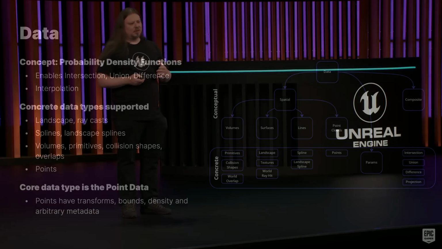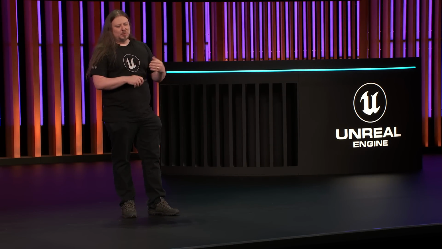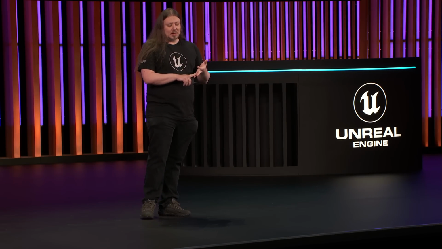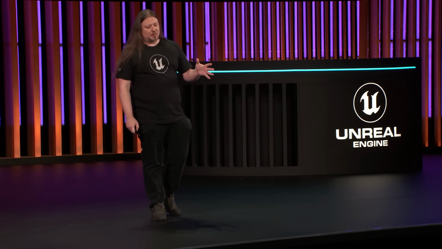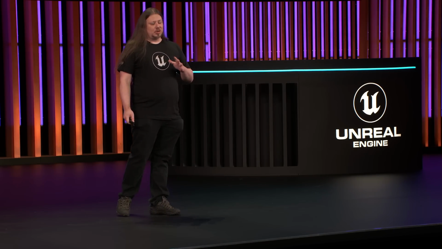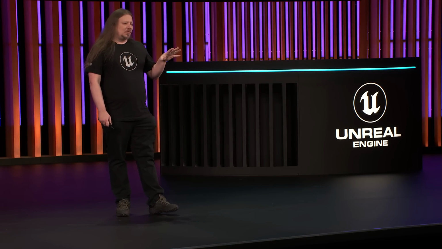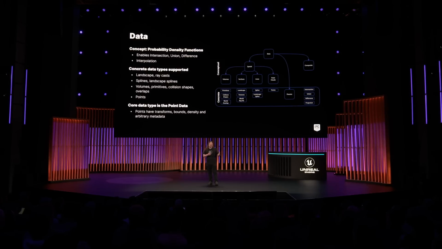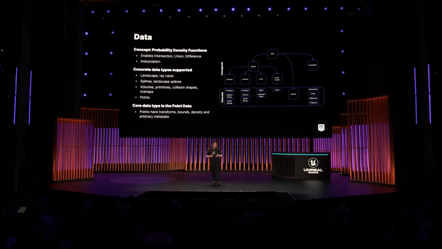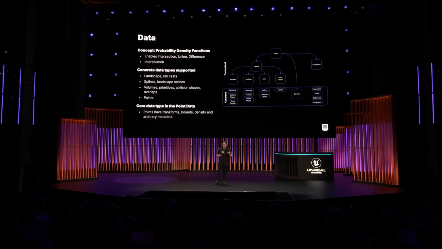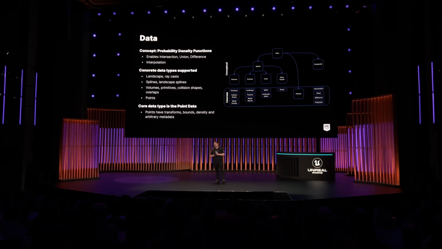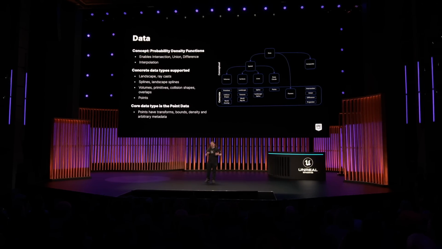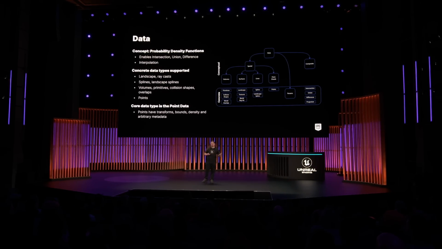Concretely, we've already mapped a couple of engine types to be able to use in PCG. So landscape, you can raycast against the physics or overlaps. You can use splines, landscape splines, any kind of volume, primitives, collision shapes. But most of these you'll end up sampling from, and then you end up with points. And points are the core data type in PCG. So basically, points are very simple things: transform, bounds, density, and then some metadata. And metadata is what you're going to use, well, attributes, to build logic in your graph and come up with something cool.